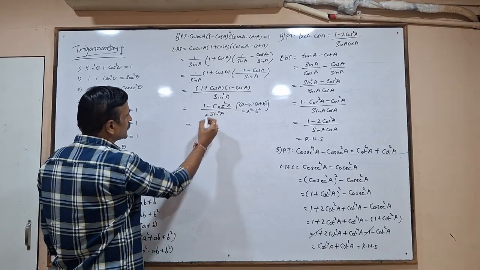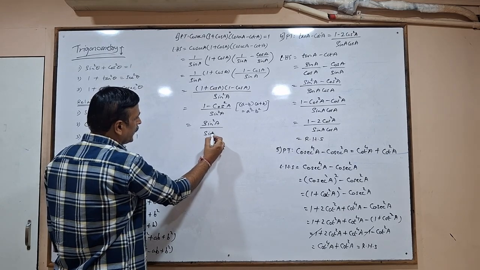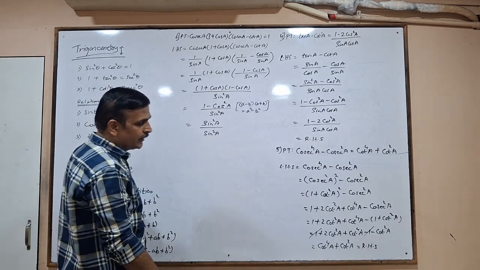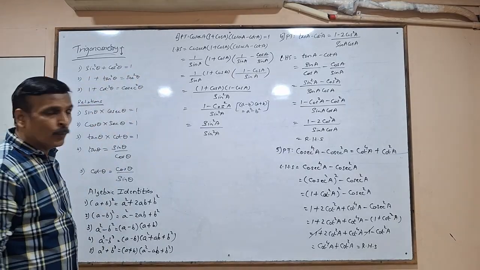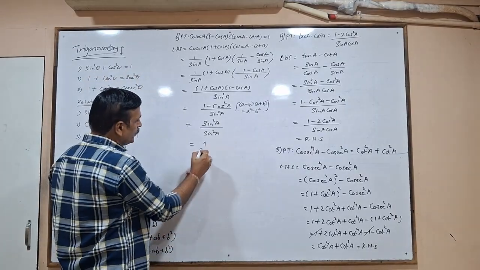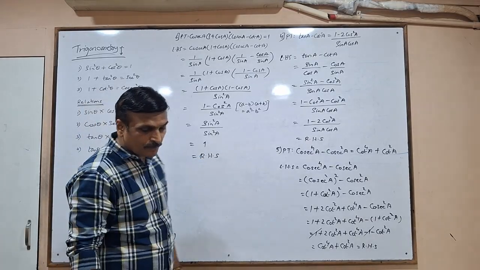And what is 1 minus cos square A? It is sine square as per our identity. Sine square theta plus cos square theta is 1. So sine square upon sine square is equal to 1, which is RHS.